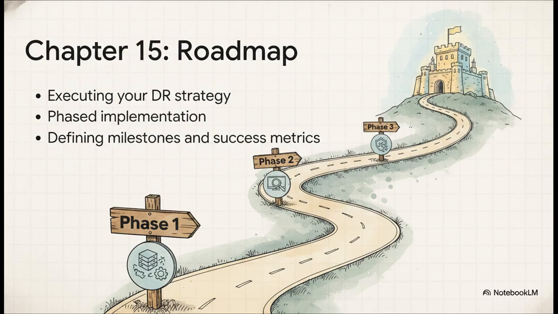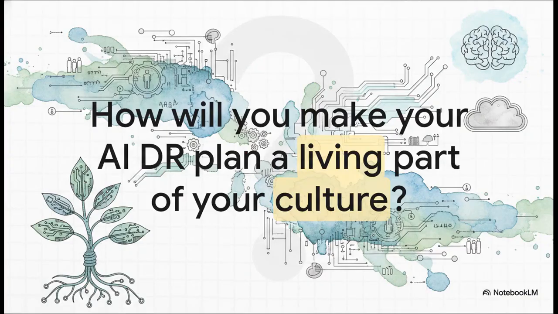The insight was to avoid trying to boil the ocean. By creating a phased roadmap with clear milestones and success metrics, you turn this intimidating document into an achievable series of steps. So there you have it. You've just revisited the entire framework, from high-level strategy all the way down to on-the-ground execution. You've got the knowledge now.